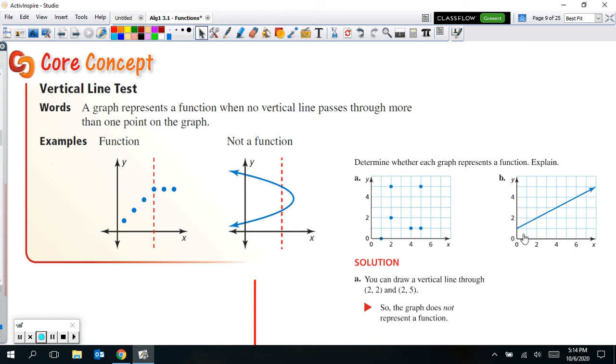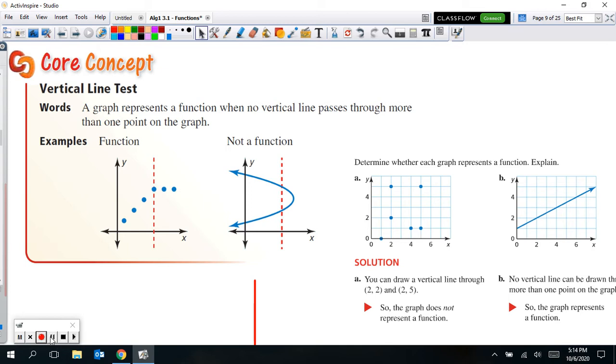Letter B, now you don't need to copy these down, by the way. Don't just do the ones that are in the book. I don't expect you to write these down. You're just watching and getting an idea here. On B, if I had a vertical line going through this, I'm only going to hit one point at a time on this line. So this one is, yes, it's a function. So we could say yes, the graph represents a function. Yes, this is a function, but this one is not. It would hit 2 points there. It would also hit 2 points on that spot as well.